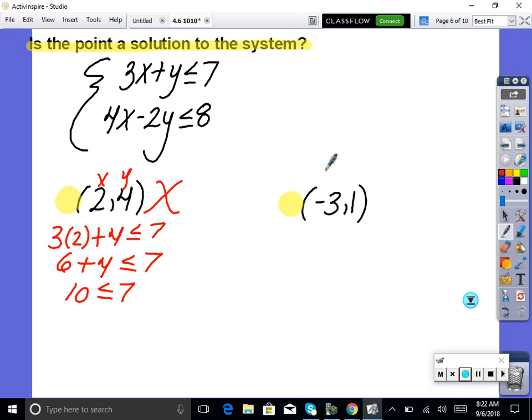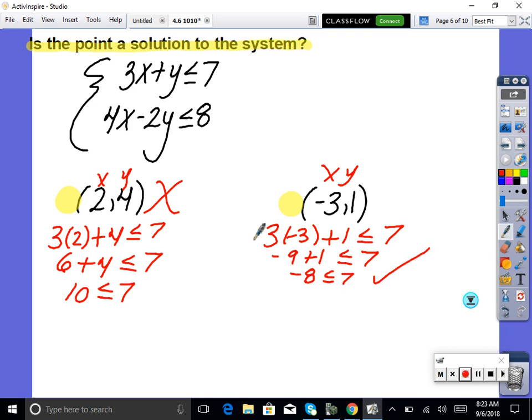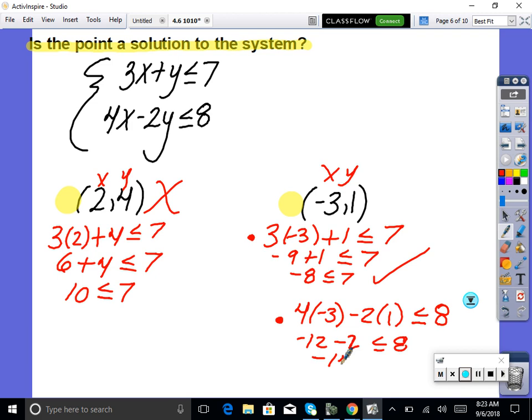So right here, x, y, 3 times negative 3 plus 1 is less than or equal to 7. Negative 9 plus 1 is less than or equal to 7. Negative 8 is less than or equal to 7. Yes? Plugging the next one into the bottom one. 4 times negative 3 minus 2 times 1 is less than or equal to 8. So negative 12 minus 2 is less than or equal to 8. Negative 14 is less than or equal to 8. Yes, so this one would be.